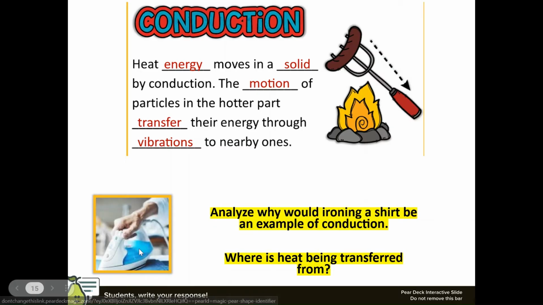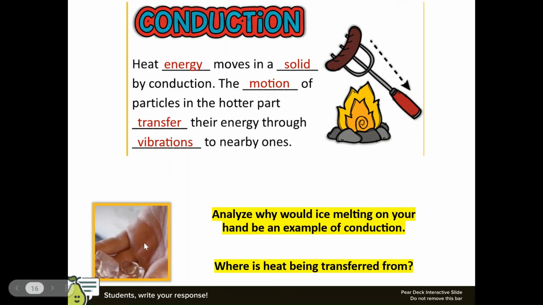Another example is ironing a shirt. You're going from hot to cold. The hottest thing here in this example is the iron. It's transferring heat directly to the shirt. So it's going from the hottest, which is the iron, to the least hot, which is the shirt. That process is called conduction.